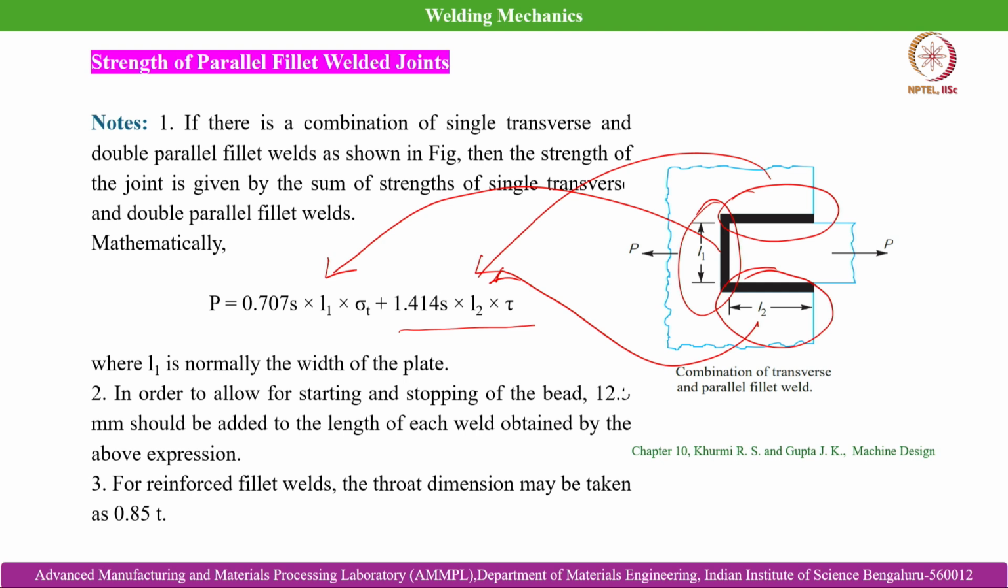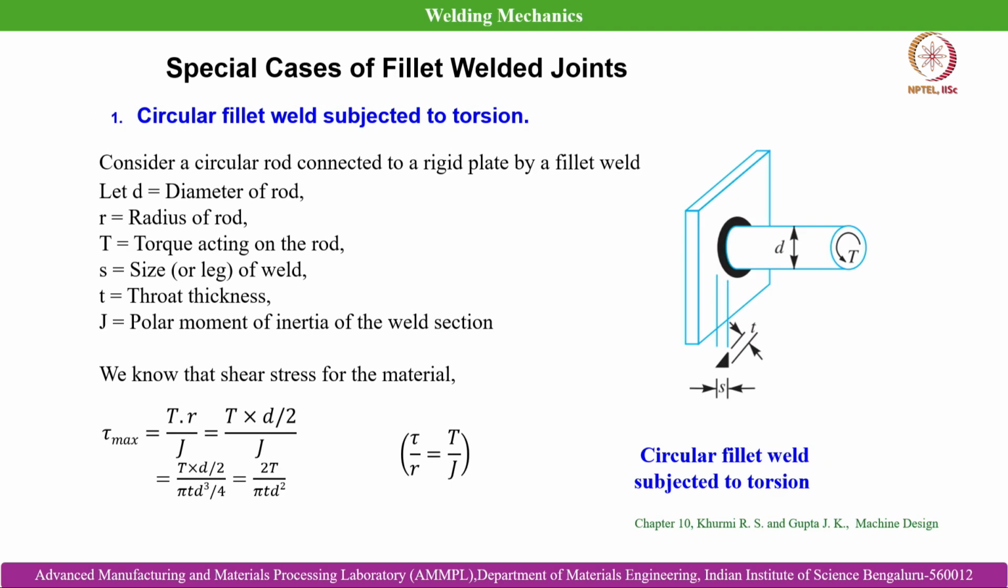In order to allow for starting and stopping of the bead, 12.5 mm, let me write it over here, should be added to the length of each weld obtained by the above expression that is shown here. For reinforced fillet welds, the throat dimension may be taken as 0.85 T. Because of the reinforcement, this 0.85 factor is considered.